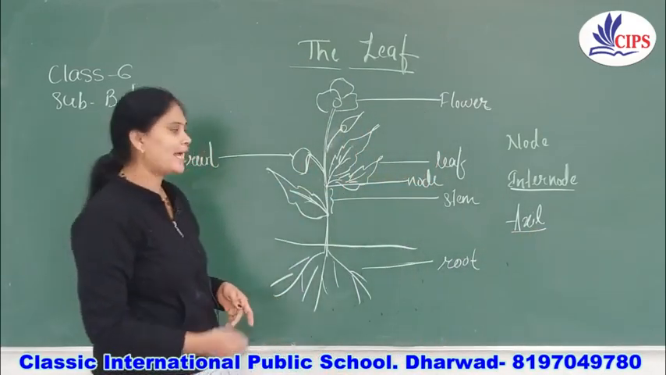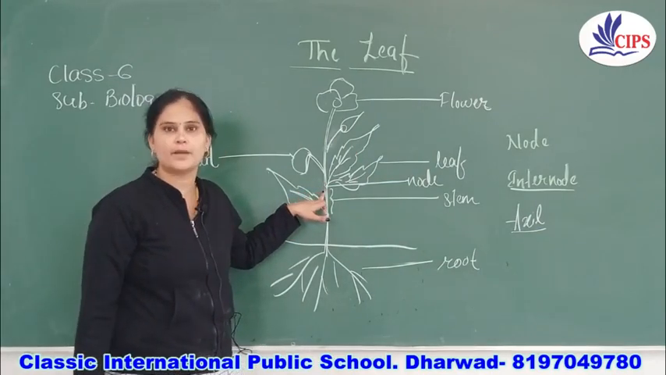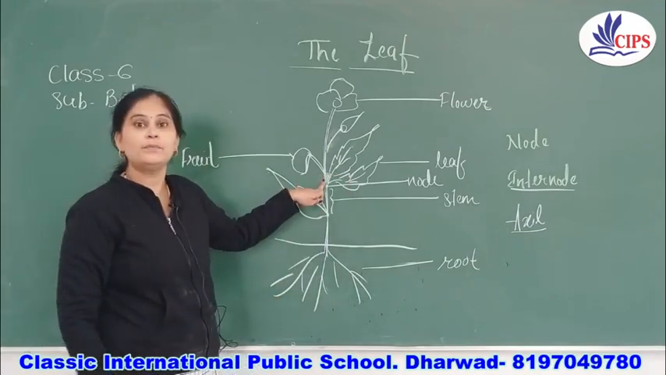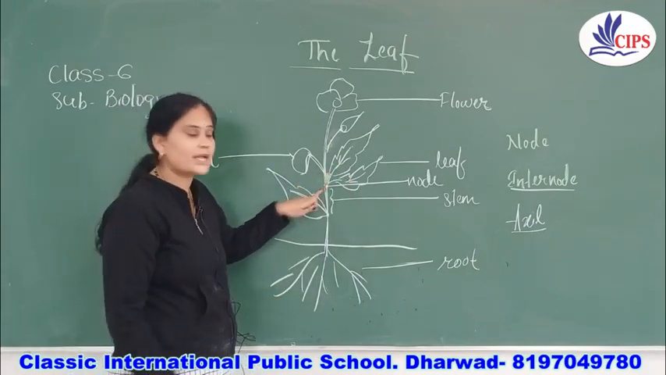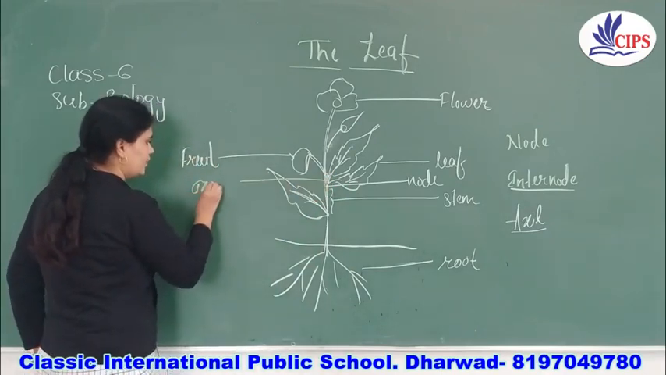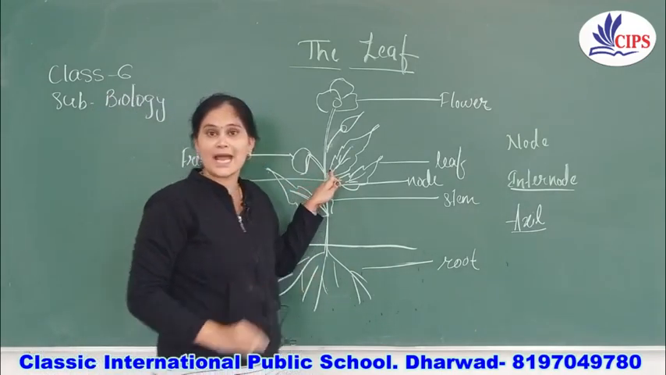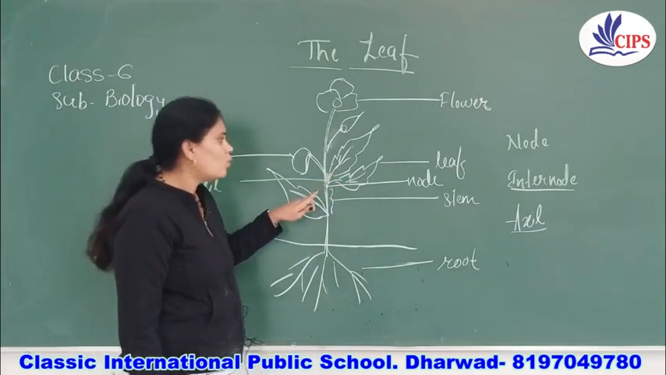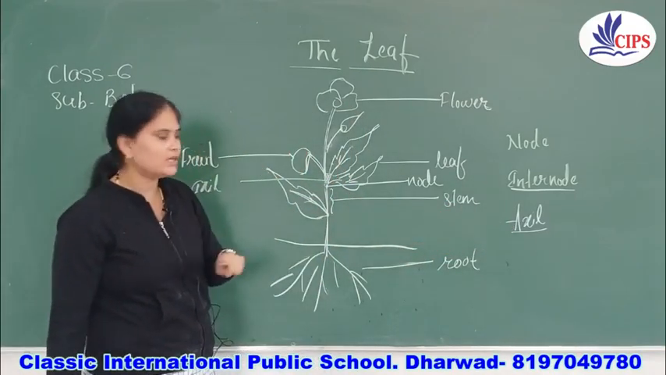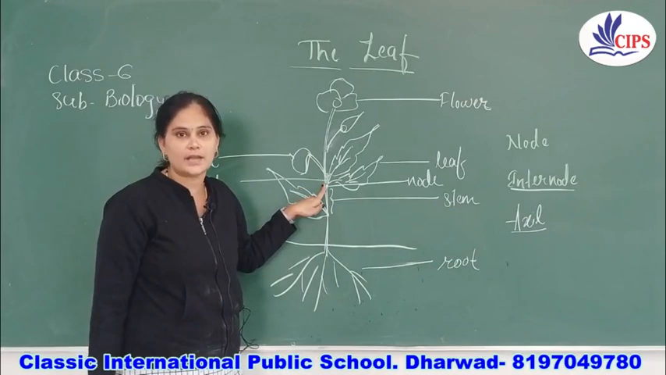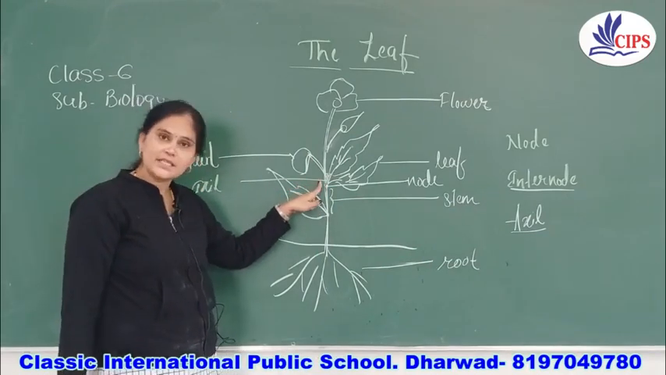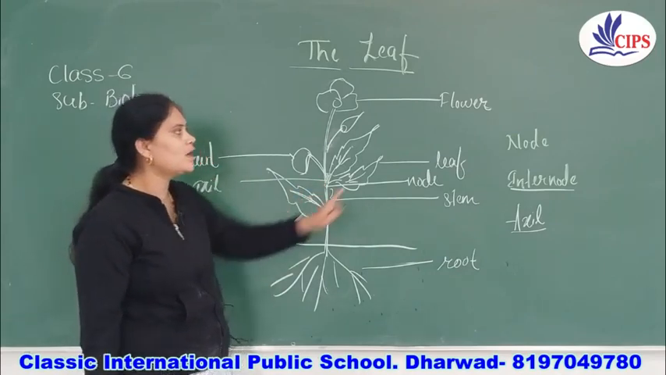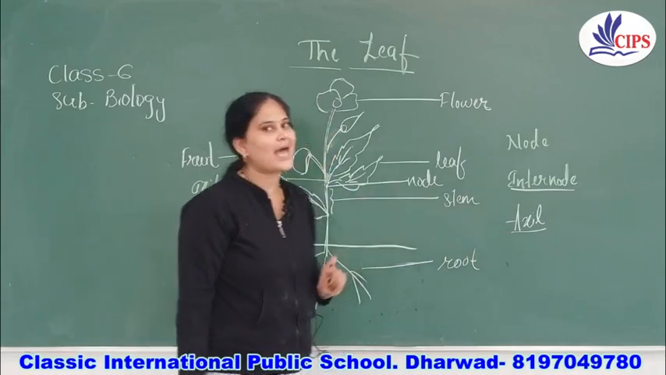So axil is the angle between the leaf and the stem. What is axil? It is the angle between the leaf and the stem. And if the buds are arising at the axil, then those buds are called the axillary buds. Axil is the angle between the leaf and the stem, and if the bud is arising from this region, it is called the axillary bud. So children, remember what is node, internode and what is axil.